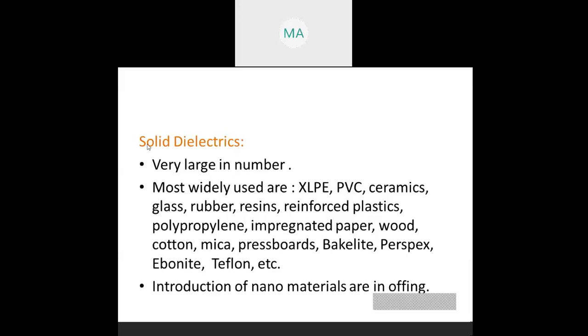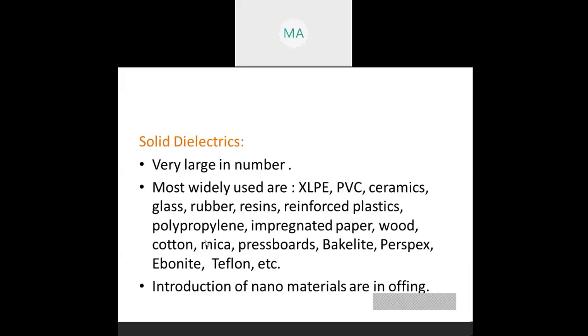Most commonly we use PVC material as an insulator. Why do we call it a dielectric medium? Because whatever insulators are there, insulators come under dielectrics. So all dielectric materials are not insulators, but all insulators are dielectric materials. In some cases it depends on the material.